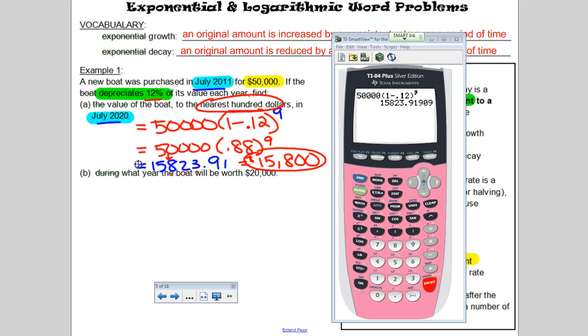Well, for this particular problem, I actually have what my final answer has to be. So that means when I start at 50,000 and I take off my 12% each year, I want to find the time X that's going to take me to get to $20,000. Because maybe at that point I want to sell off my boat. Now at this point, it's going to require you to use skills that you already learned this unit. So let me simplify first.